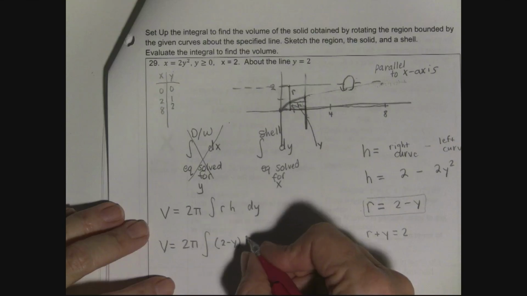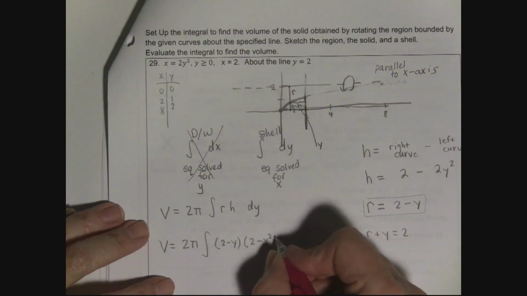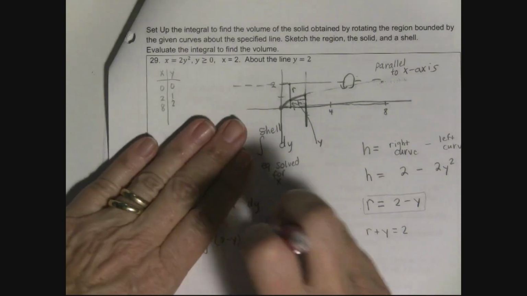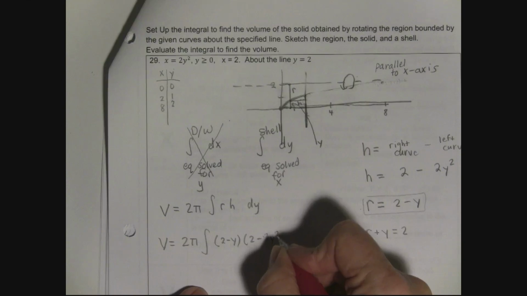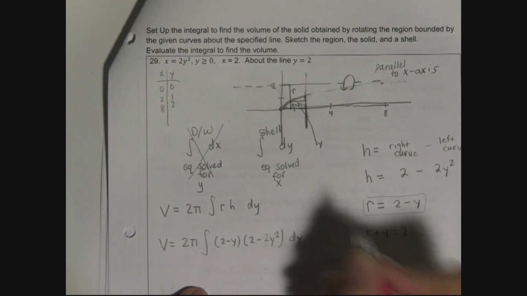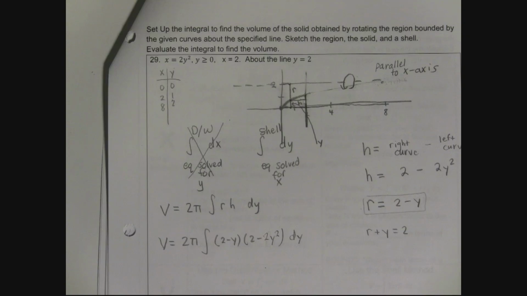RH is equal to 2 minus y squared, 2 minus 2y squared. I missed one of the 2's. dy. Right? Now I've got to get some bounds on there, and the bounds are for y because we have dy, and the bounds are for where h would go.